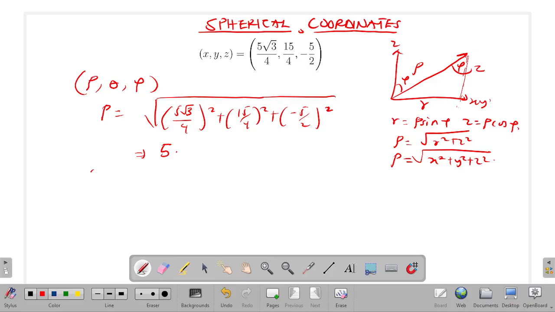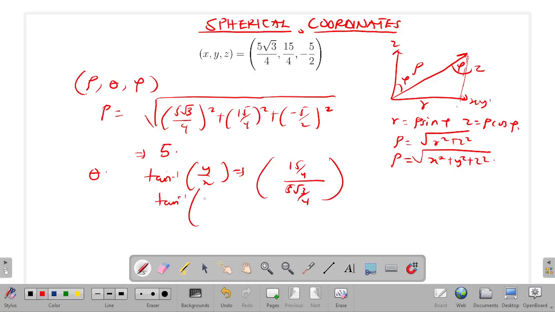What about theta? Theta is actually a polar coordinate, right? Appearing in spherical coordinates doesn't change anything. It still remains tan inverse of y on x. Okay. What is my y? I have 15 over 4, right? Over 5 over 4, so the 4s cancel. I have tan inverse of root 3. The answer is equal to 60 degrees, or we say pi on 3. So we now have theta, right?